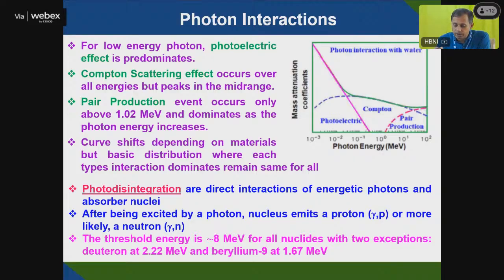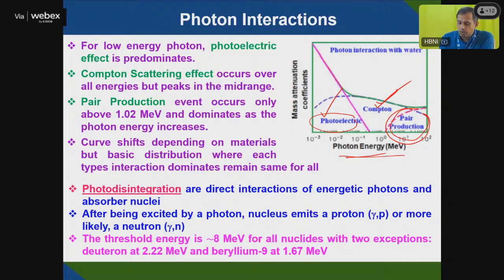So mostly, if you see here in this graph of mass attenuation coefficient with photon energy, you can see that at low energy, mostly the photoelectric effect is predominant. But in high energy, that is more than 1.02 MeV, pair production will occur. And in between these two, you will see mostly the Compton effect, which contributes to the background noise mostly.